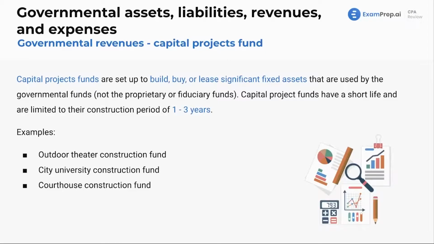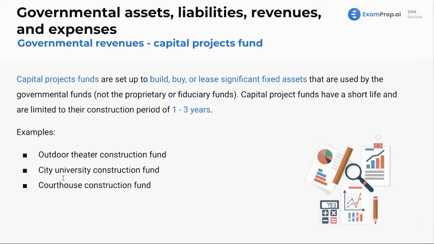All right, now we're talking about the Capital Projects Fund. The Capital Projects Fund was set up to build, buy, or lease significant fixed assets that are used by the governmental funds, not the proprietary or fiduciary funds. So remember, we're not constructing an airport, we're not constructing utilities. Those are business type, which are all dealt with within the business type funds. This is for construction of governmental buildings.